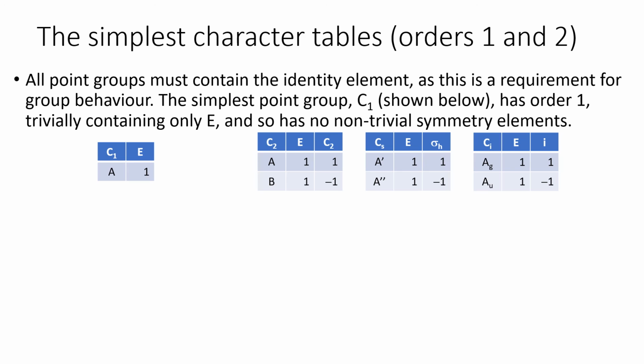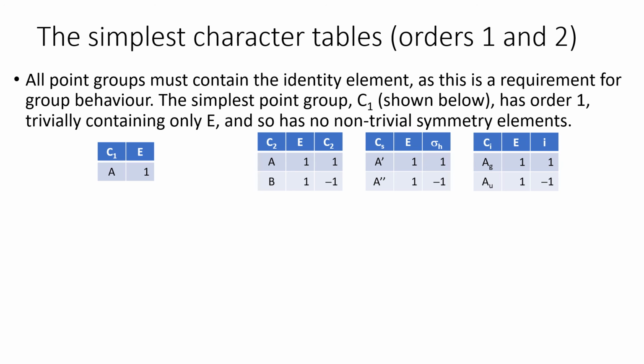And then it gets slightly more interesting when we consider the next simplest groups, groups that have got order 2. So now we've got 2 symmetry operations. Obviously one of them has to be the identity, and we've got one other operation. And so because we've got 2 different types of symmetry class here, we're going to have 2 different irreps. And so we can see now we've got these 2 by 2 arrangements for our groups.